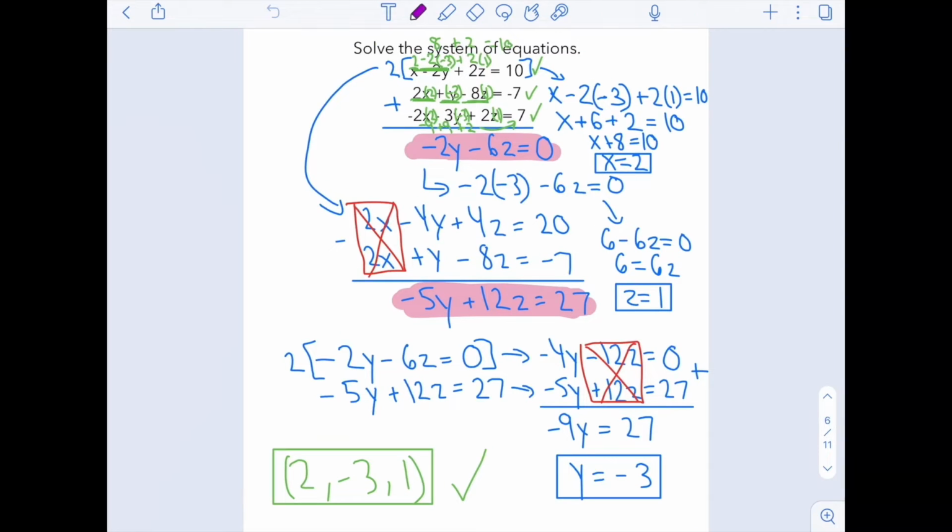Each of these three equations here are a plane, and they're all intersecting at this point, (2, -3, 1). So this is an example where you would have one solution.